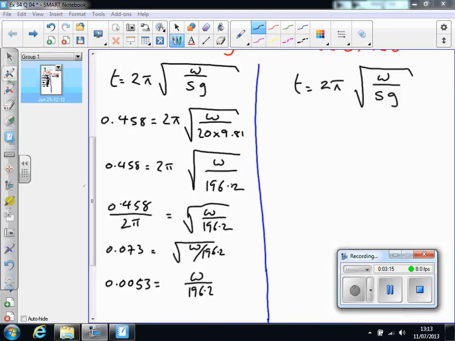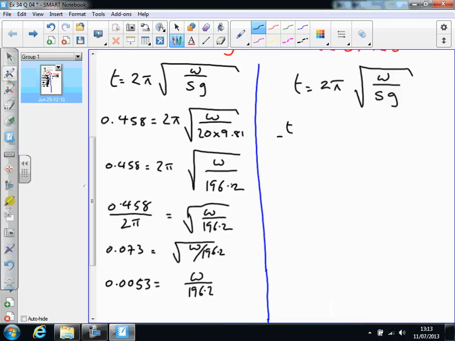So how are we going to do this? Looking at the right hand side then, the first thing to do is to divide both sides by 2 pi, which is effectively what we did on the left really. So T divided by 2 pi equals the square root of W over SG. I've divided by 2 pi because the root was all multiplied by 2 pi, so divide by 2 pi to get rid of it.